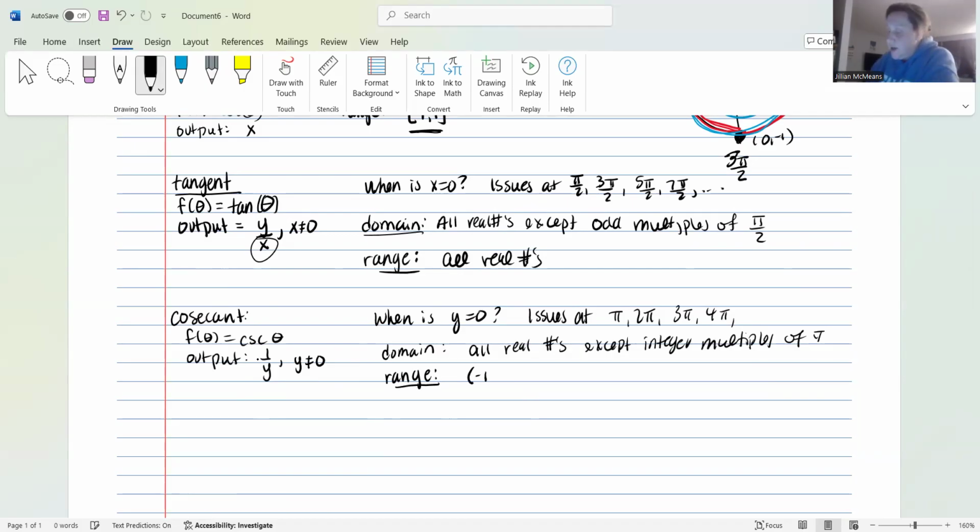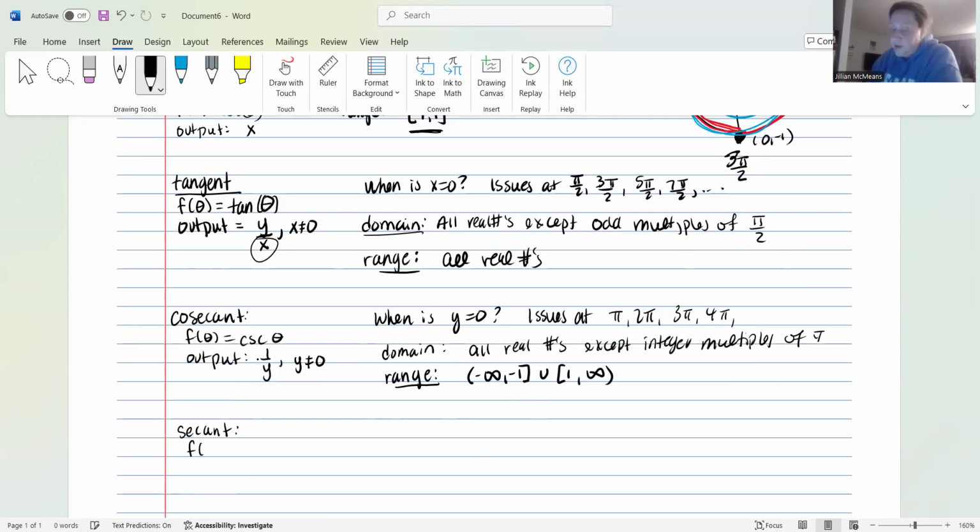But the range is -infinity to -1, including -1, and then +1 to infinity, including positive 1. Okay, so it's really weird. I promise there's a good mathematical reason for it. It'll make more sense when you see the graph. So next we have secant.